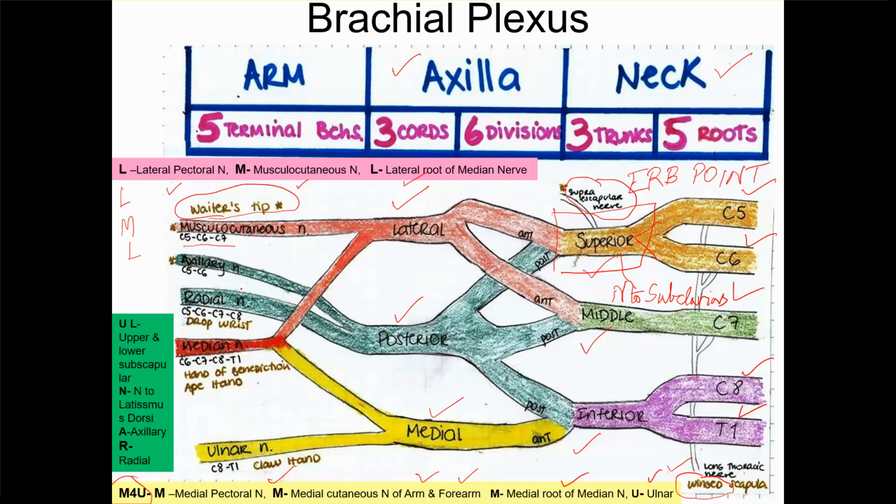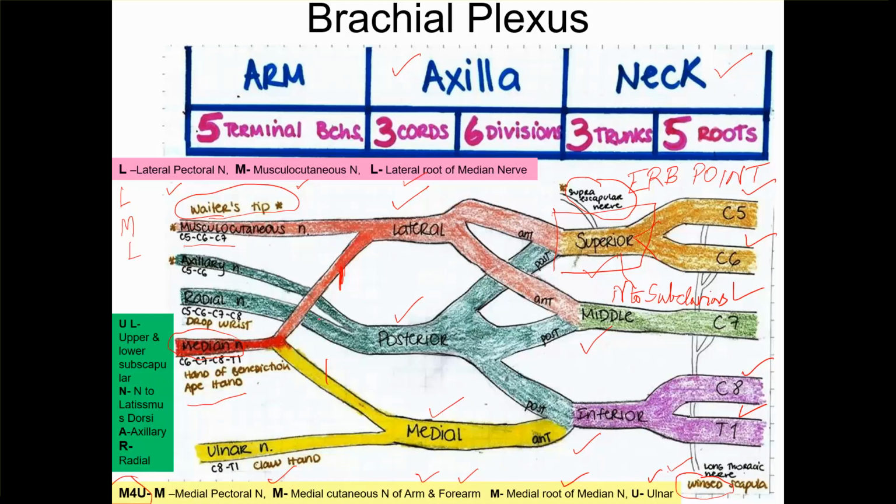Here we can see this will be the lateral root of median nerve, and this will be the medial root of median nerve. They join to form the median nerve. You can see the median nerve over here. The median nerve has the root value C6, C7, C8, T1, and if it is injured it causes hand of benediction or ape hand, like the monkey.